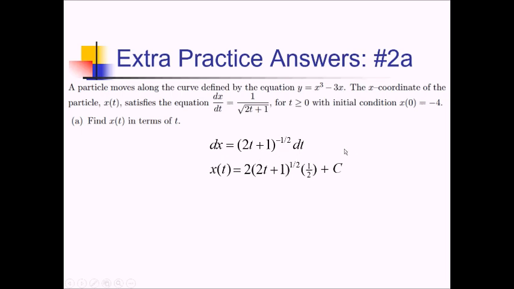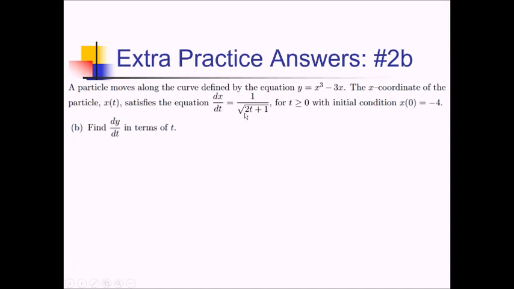We also have to figure out the c value. So if negative 4 is the x value, then I can plug 0 in for the t value here. So I can write this as square root of 2 times 0 plus 1 plus c. Well, this is just the square root of 1, which is just 1. Subtracting from both sides, we have c equals negative 5. And there's nothing to really resolve. I just have to plug this back in. So I can write x of t then equals square root of 2t plus 1 minus 5.